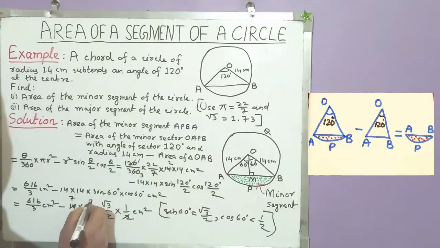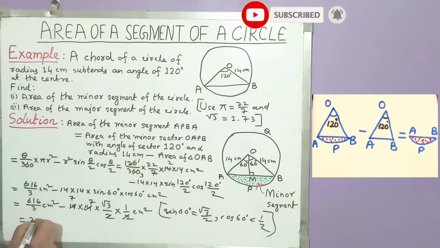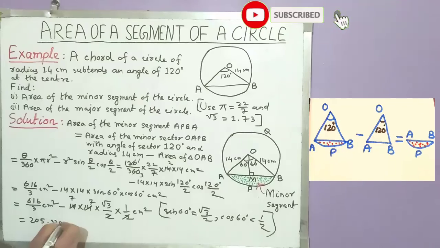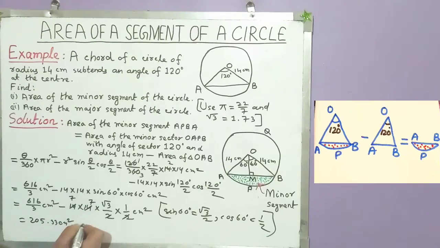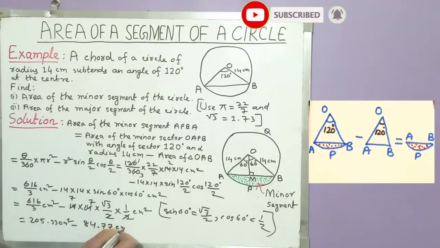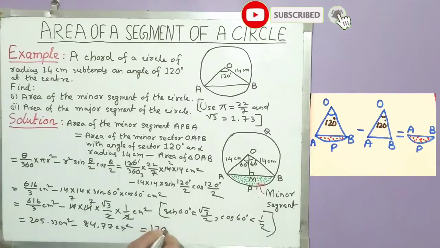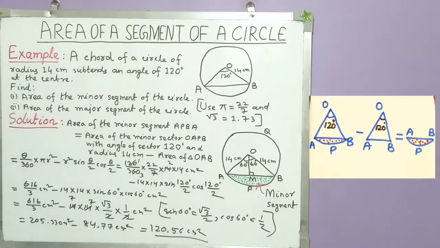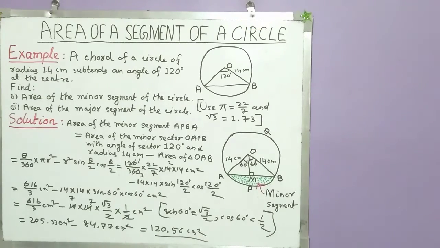That on simplification we get 205.33 centimeter square minus 84.77 centimeter square. Then on simplification we get 120.56 centimeter square, which is the required answer.